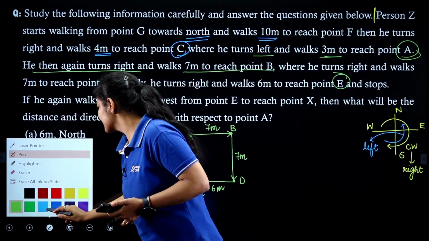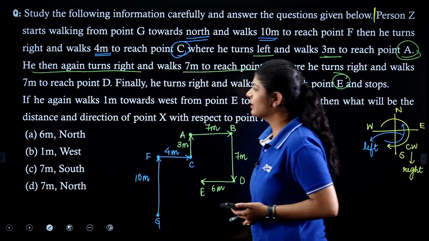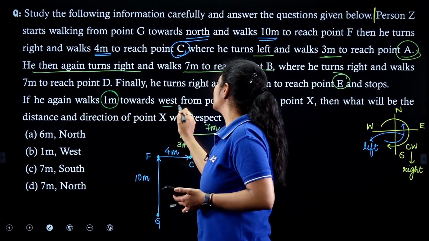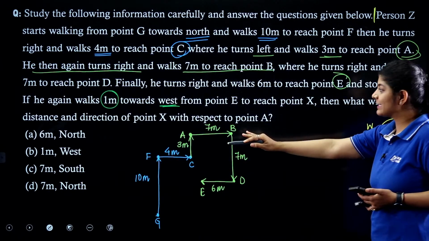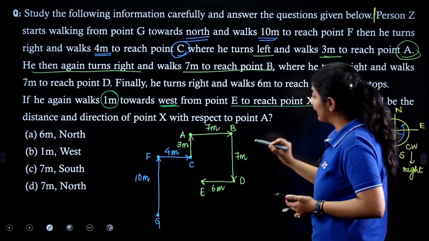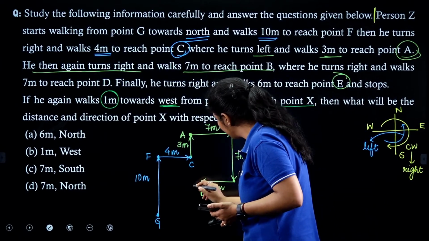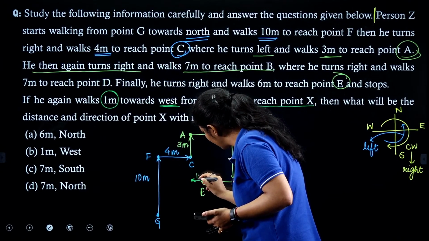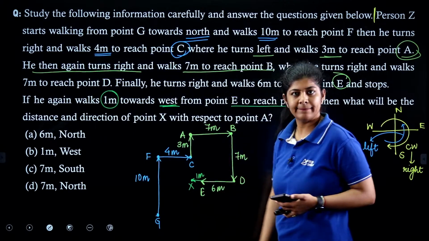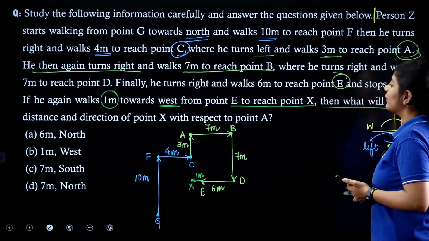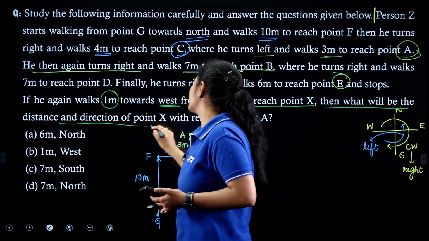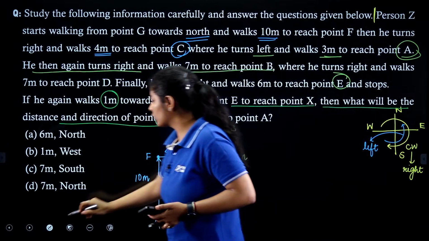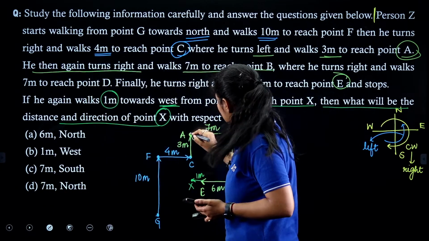Now what the question is asking from us is, if he again walks 1 meter towards west, that means on this side, from point E to reach point X, 1 meter. So if this is 7, then he reaches somewhere over here. And this distance is of 1 meter and this is my point X, right? Now, what will be the distance and direction from point X with respect to point A? Now we need to calculate it with respect to point A.